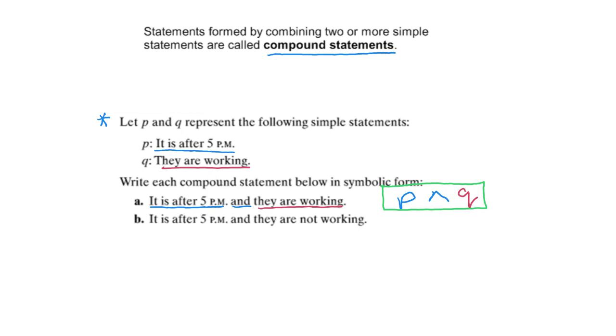For part B, it says it is after 5 p.m. and they are not working. So the items we need to be careful of on here is making sure we have the correct symbols that represent simple statements, and make sure that we use the correct symbol for and, and for not. So in this case here, I have P and not Q. P and not Q represents it is after 5 p.m. and they are not working. So this is how we translate compound statements into symbolic form.